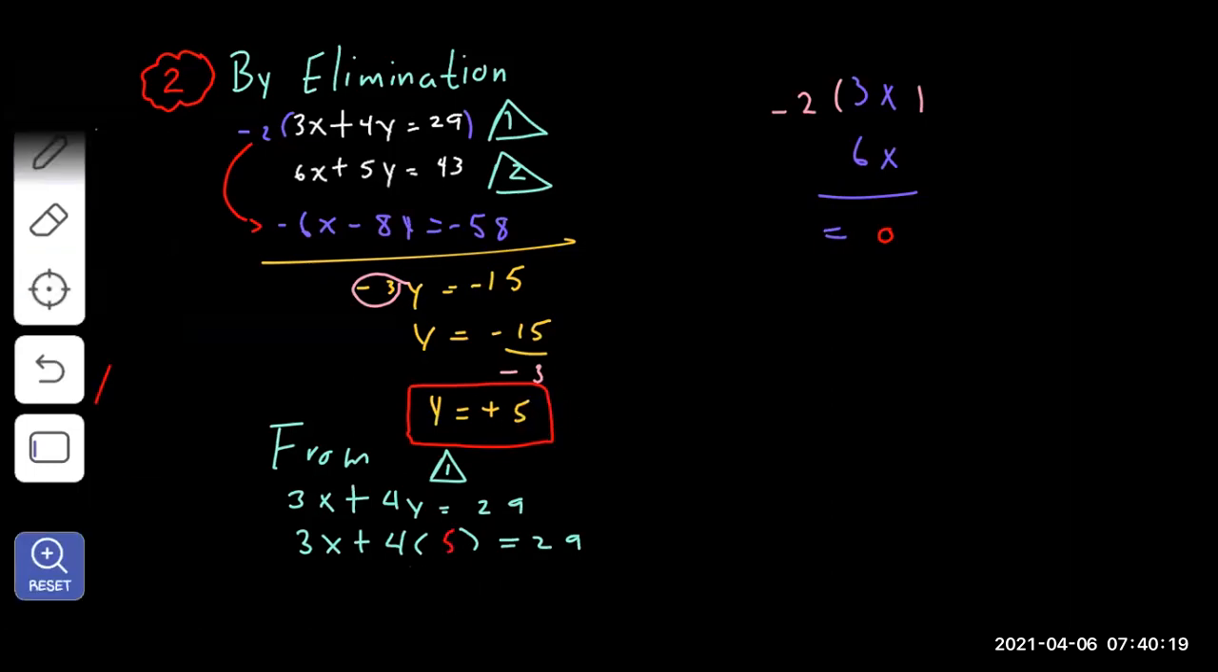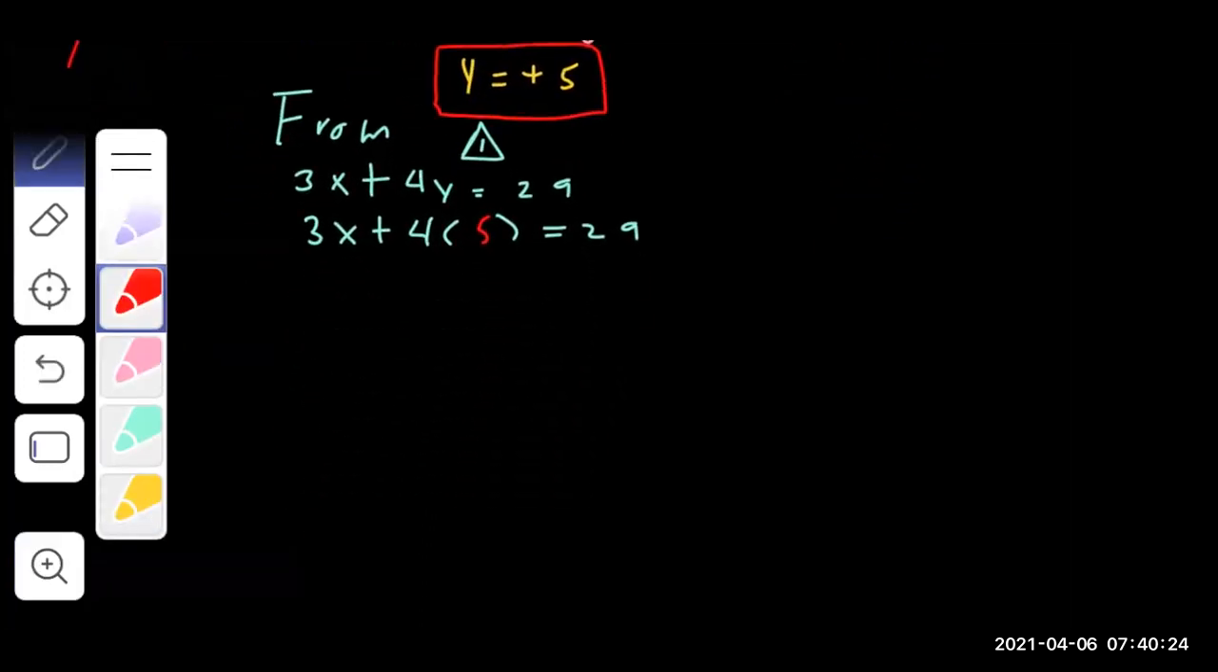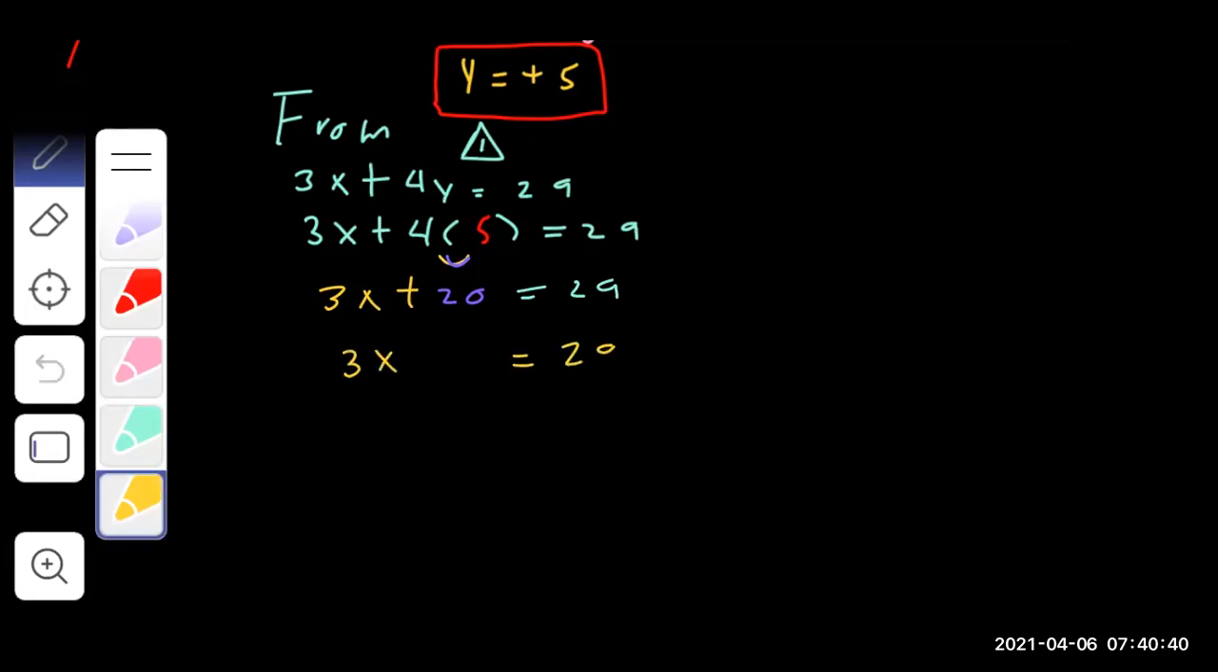And then, guys, this is a combined operation. Your goal is to leave this alone. Let's get rid of the parentheses. 3x plus 4 times 5. What is 4 times 5? 20. This is 20 equals 29. And then, guys, again, your goal is to leave the variable x alone. Move the numbers to the other side. This 20 on the other side is going to be negative 20. And then x is going to equal 29 minus 20, which is 9, right?